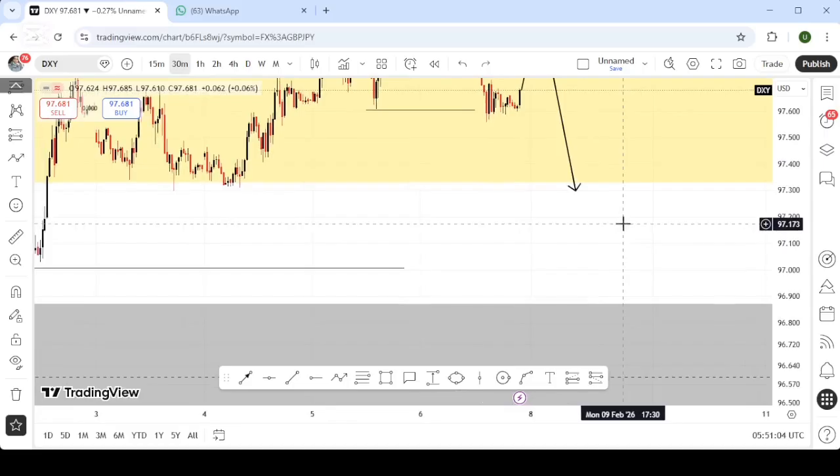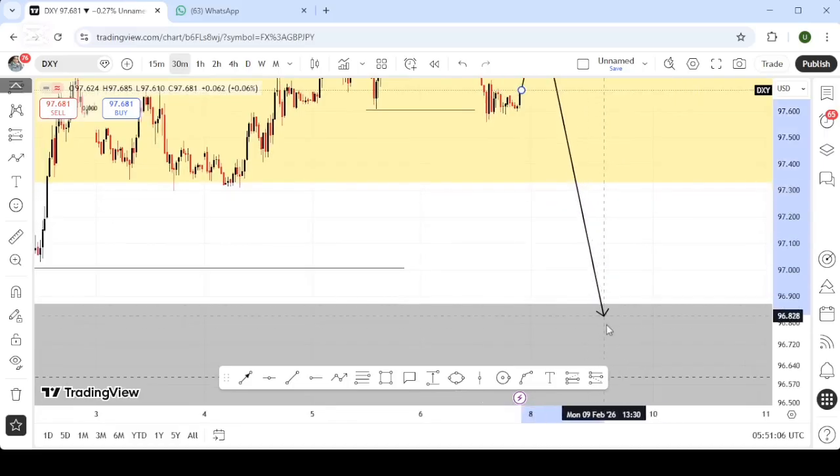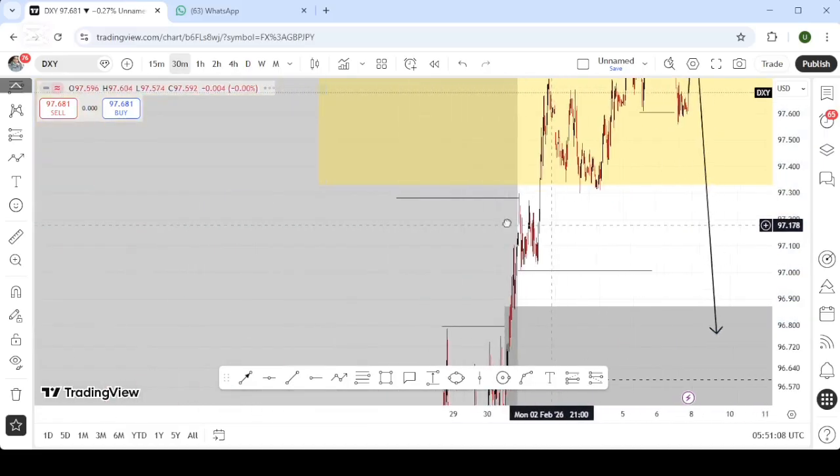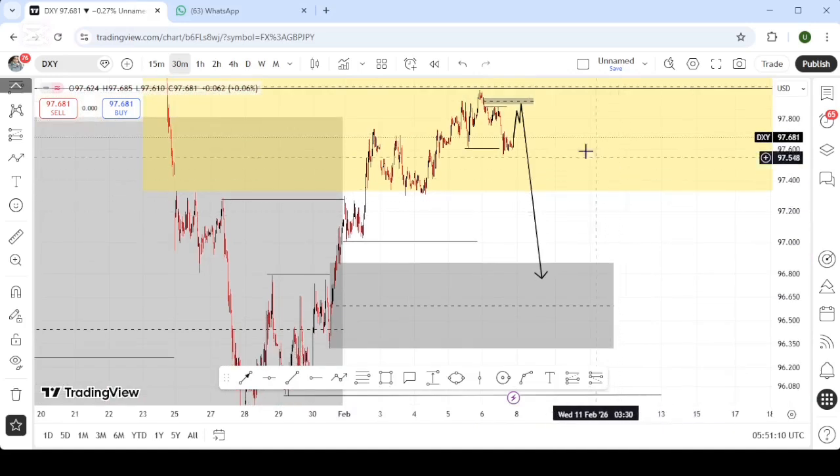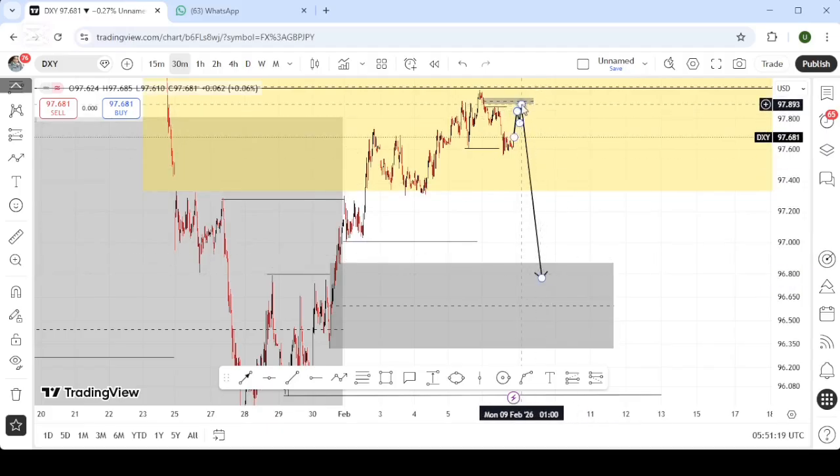We will keep selling until price drops all the way down to this level. Just imagine. Do you know how many pips from here down to this level? Just calm down. The moment is Monday. Wait for price to tap into this level.